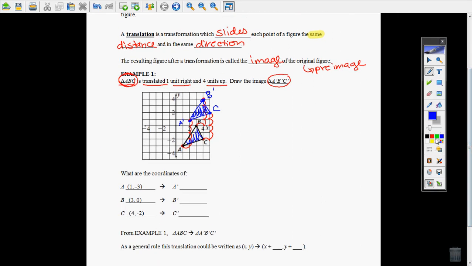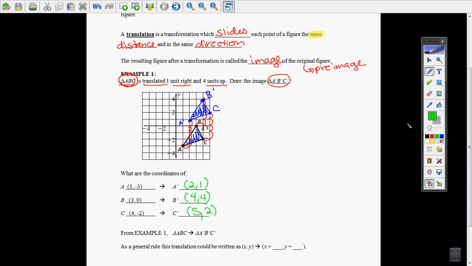All right, so now we're going to identify what these new coordinates are. So A, which was at (1, -3), A prime is at (2, 1). B prime is at 1, 2, 3, 4, 1, 2, 3, 4. And C prime is at 1, 2, 3, 4, -2. No, it's not. That was the original one. My bad. Sorry. It's at (4, +2). No, it's not. It's at (5, +2). Your math teacher can't count. My bad. So (5, +2). There we go.